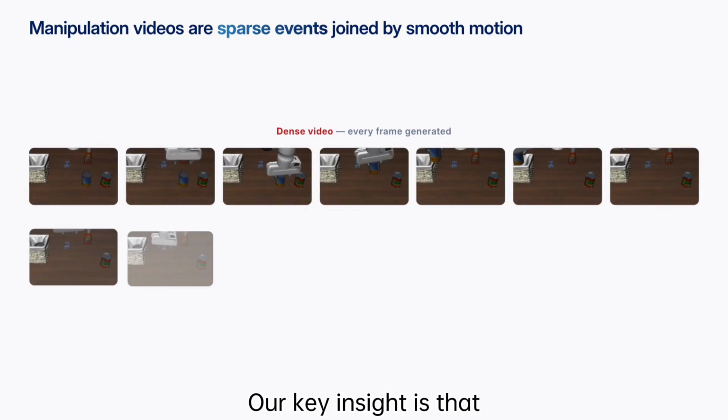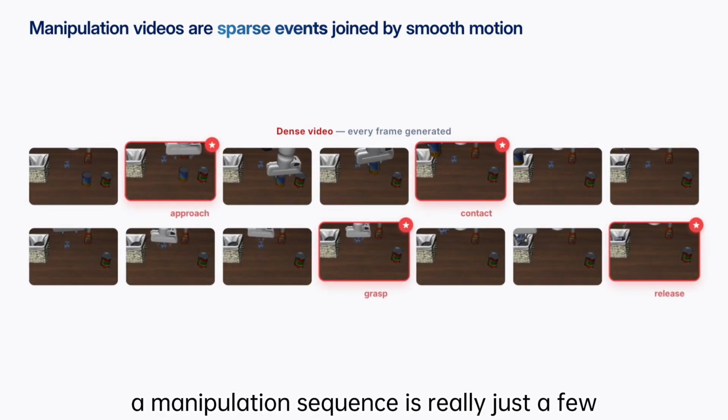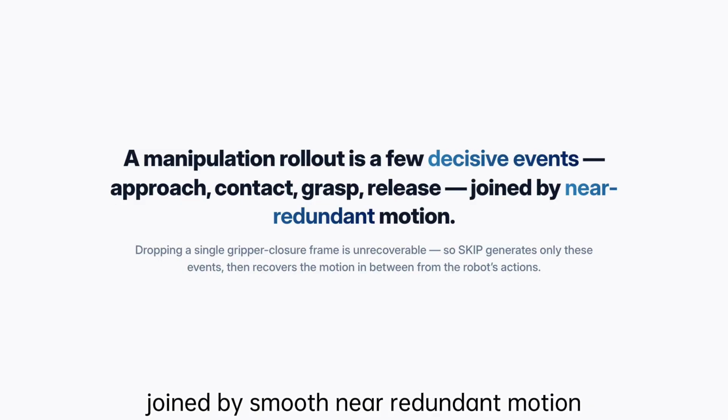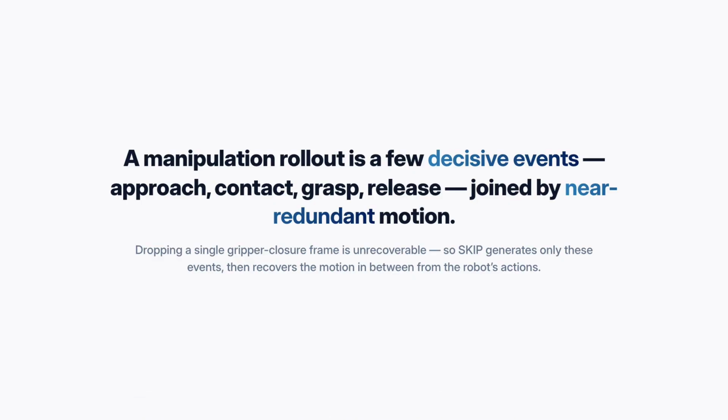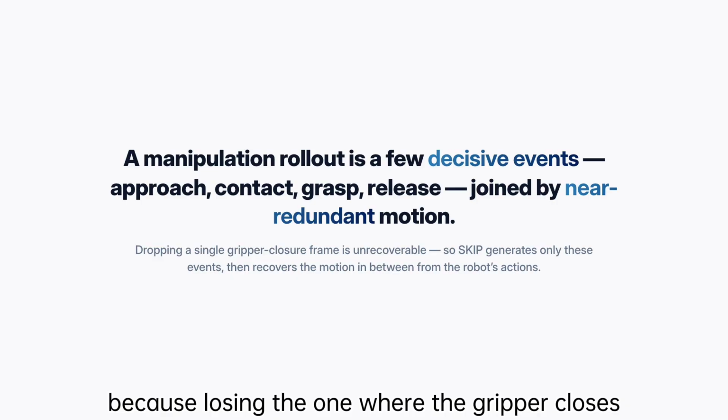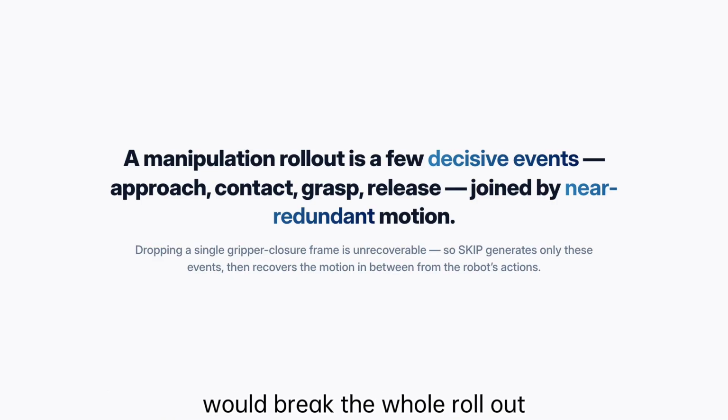Our key insight is that a manipulation sequence is really just a few decisive events: approaching, contacting, grasping, releasing, joined by smooth, near-redundant motion. Those events carry most of the information, but we can't simply drop the frames between them, because losing the one where the gripper closes would break the whole rollout.